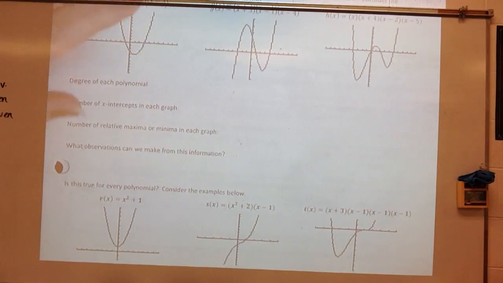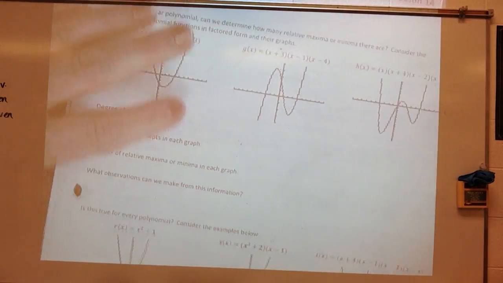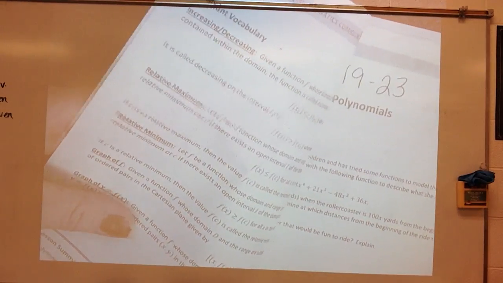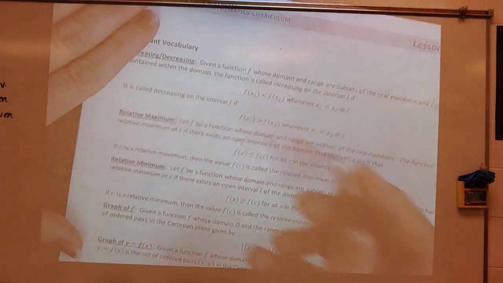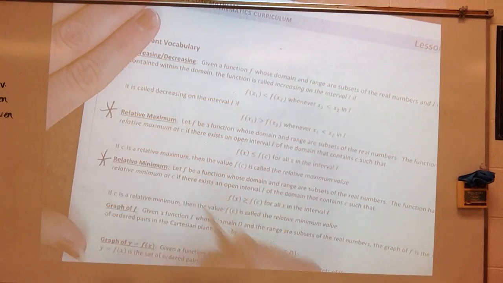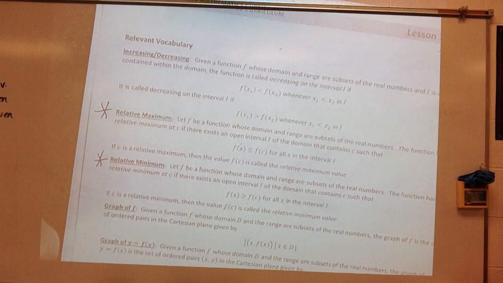I do want to introduce you to 2 vocabulary terms. Make sure that you are reading this: relative maximum and relative minimum. We are going to be using that throughout the next several lessons. So once again, please make sure that you are reading all of the rest of this lesson. If you need help, reach out to me.